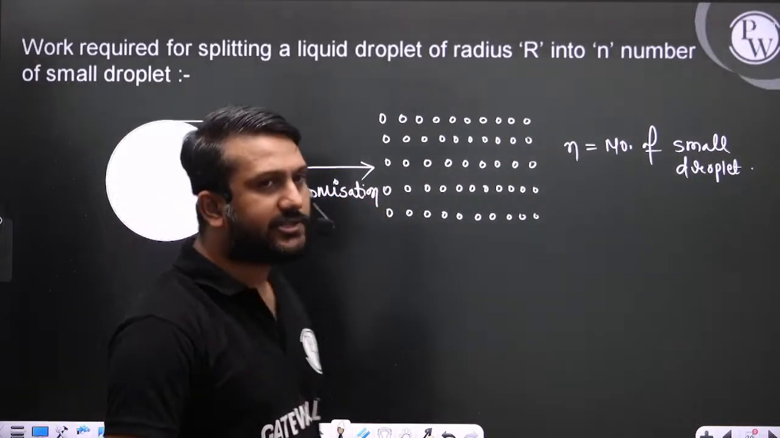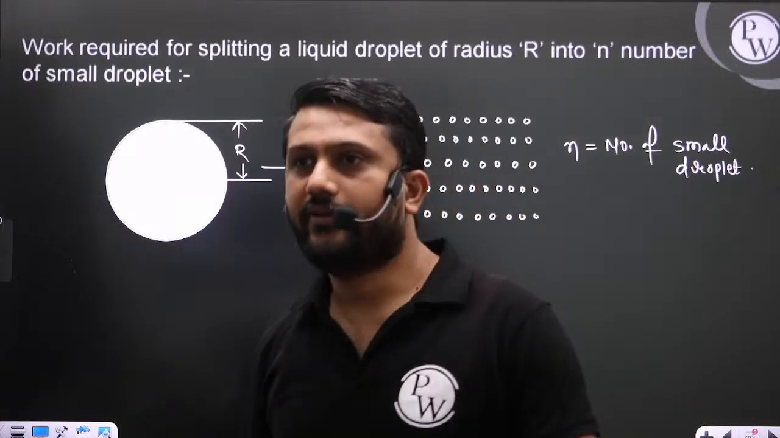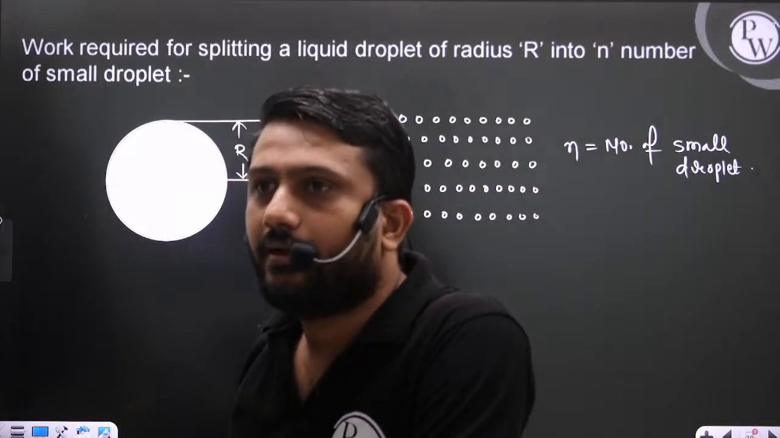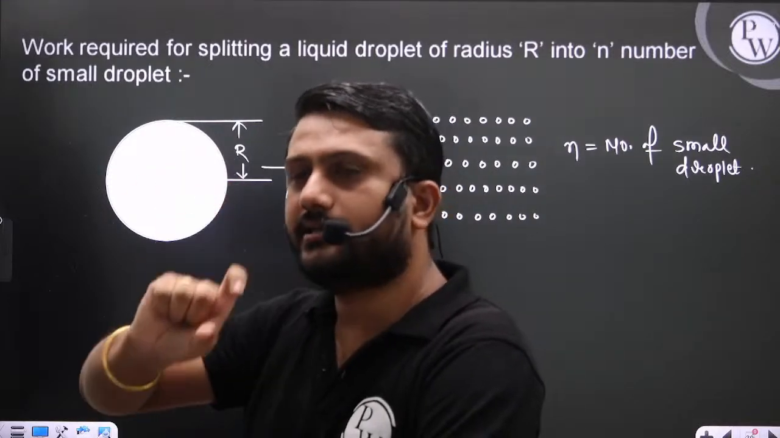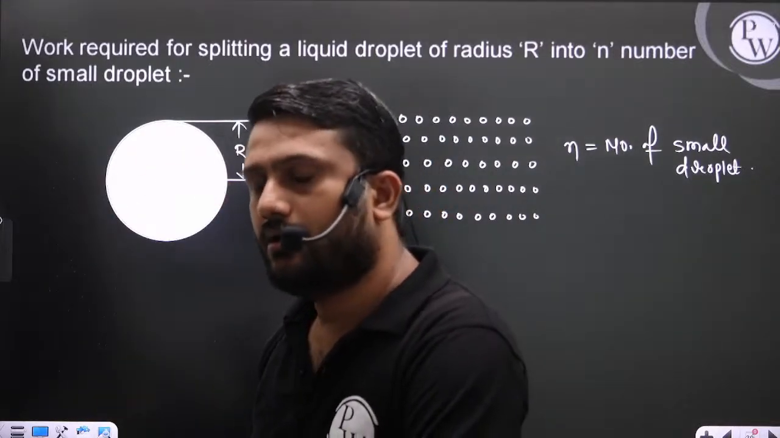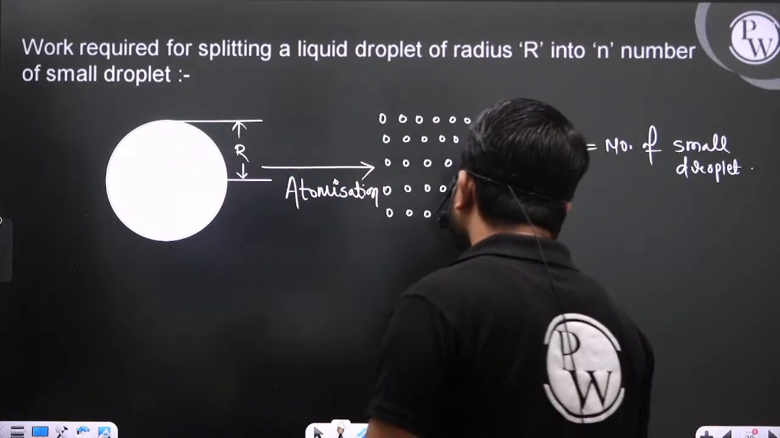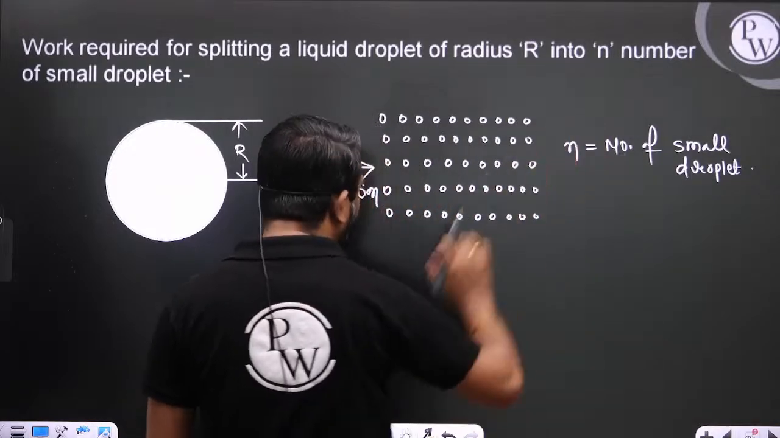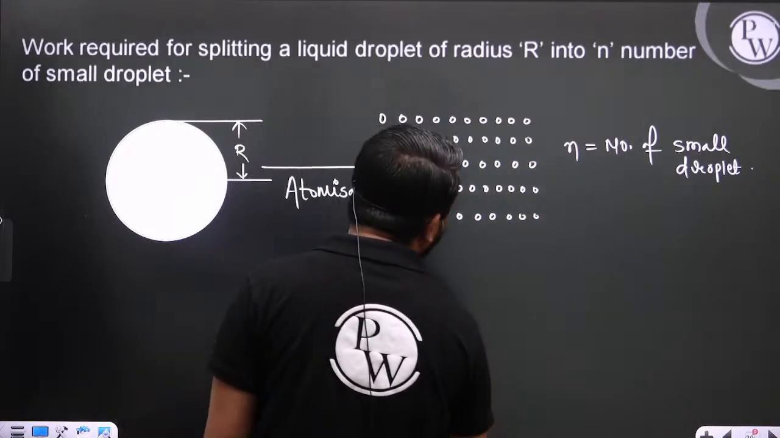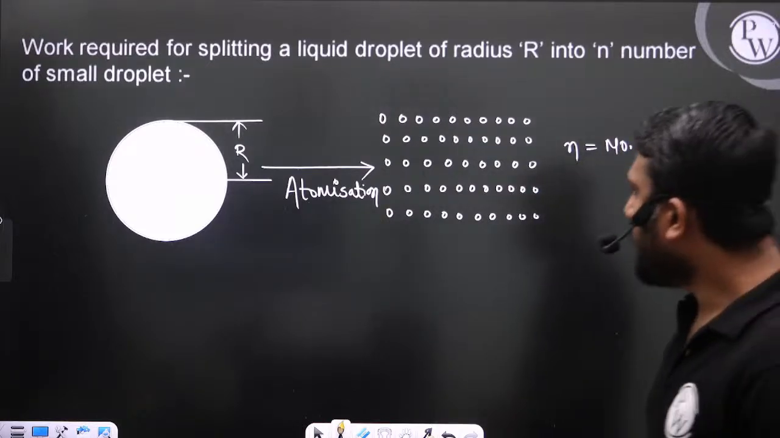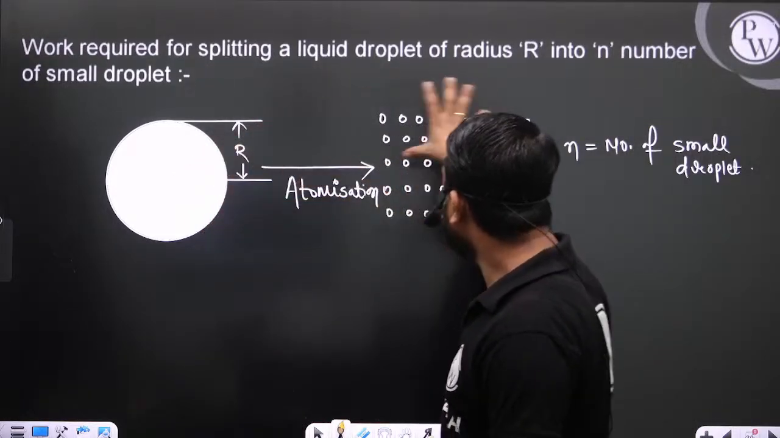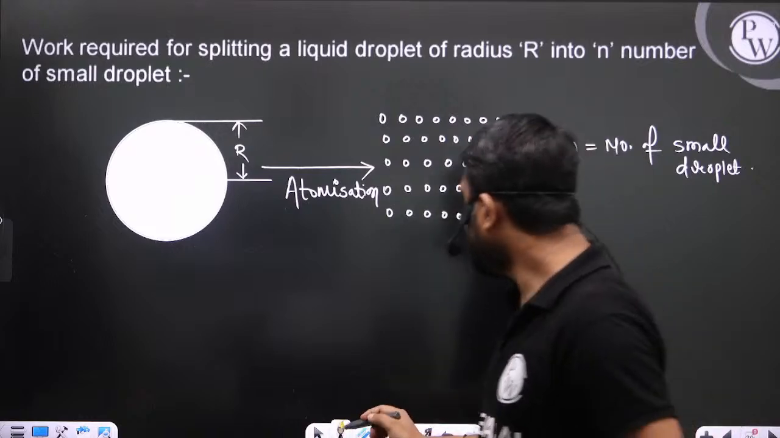In atomization, a bigger droplet. Very good, Praveen. Very good, beta. In the atomization process, a bigger droplet is split into a number of small droplets. So that process is the atomization, right? So let us consider n is the number of small droplets. Can we find out the work required to split this droplet into n number of small droplets? Yes, we can find out.